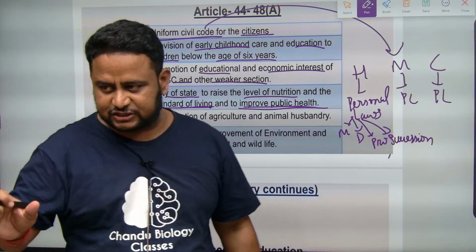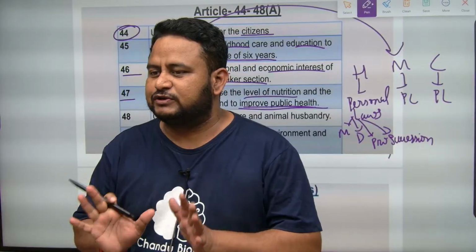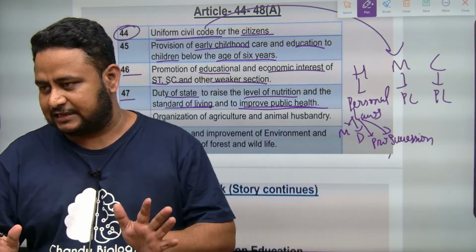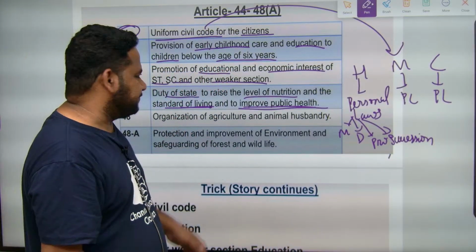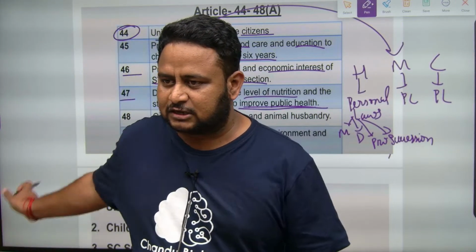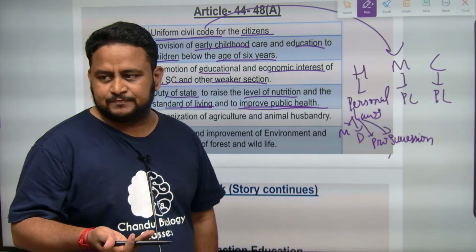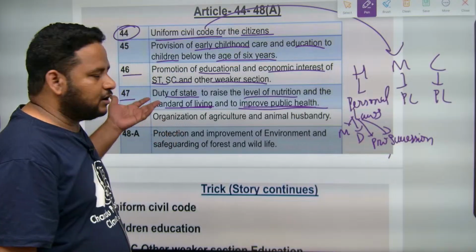46 is talking about education and economic interest. 47 is talking about what? Health, that is nutrition and standard of living and public health. That is why you can see schemes like Ayushman Bharat, and why the National Health Mission had to be brought out. Because of Article 47. All these things are brought out because of Article 47.